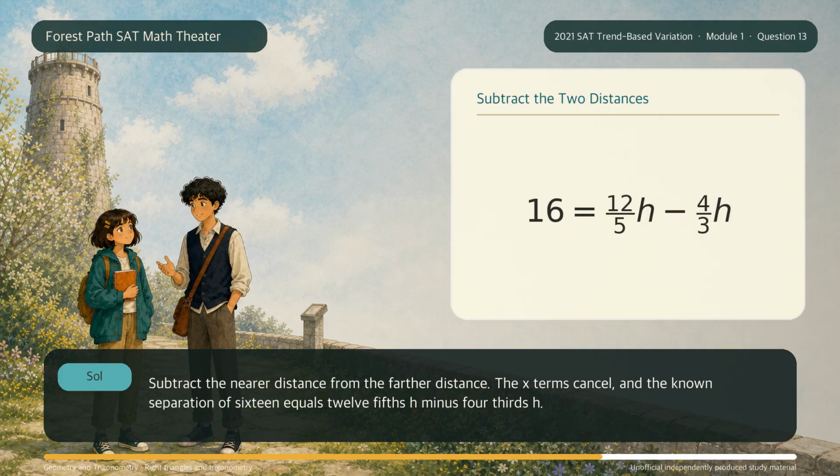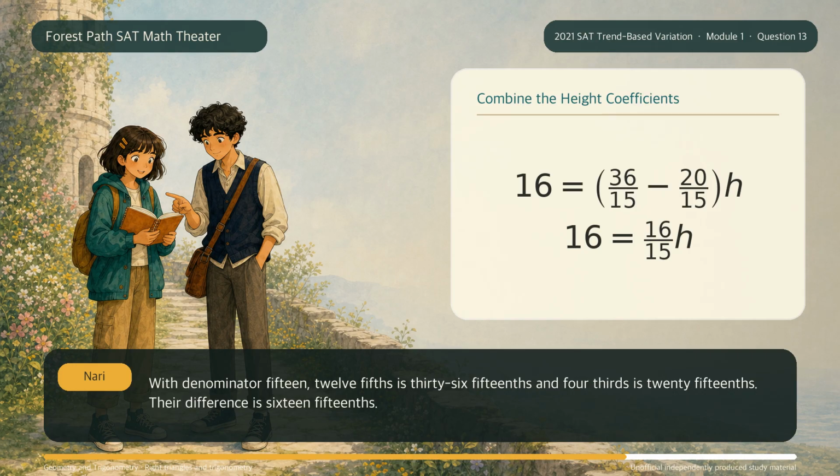Subtract the nearer distance from the farther distance. The x terms cancel, and the known separation of 16 equals 12/5 h minus 4/3 h. With denominator 15, 12/5 is 36/15, and 4/3 is 20/15. Their difference is 16/15.